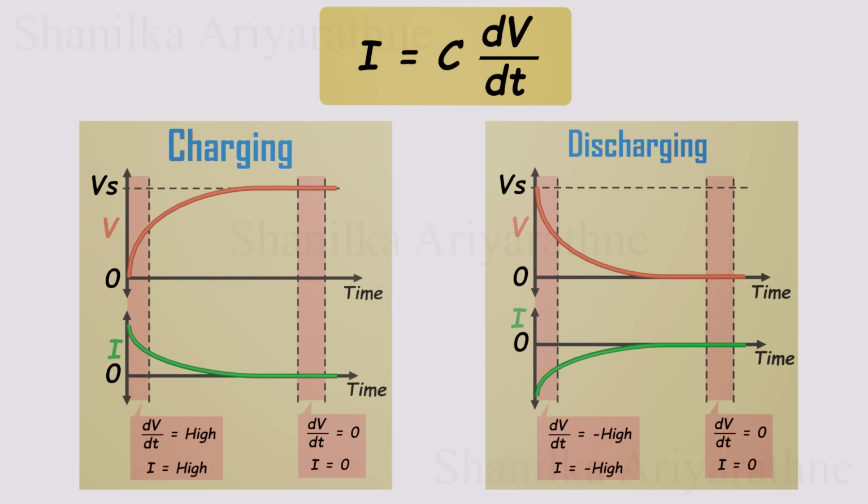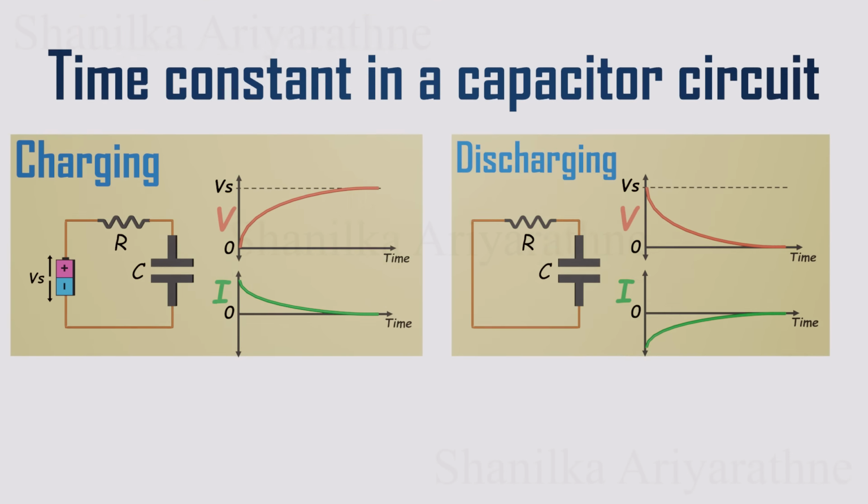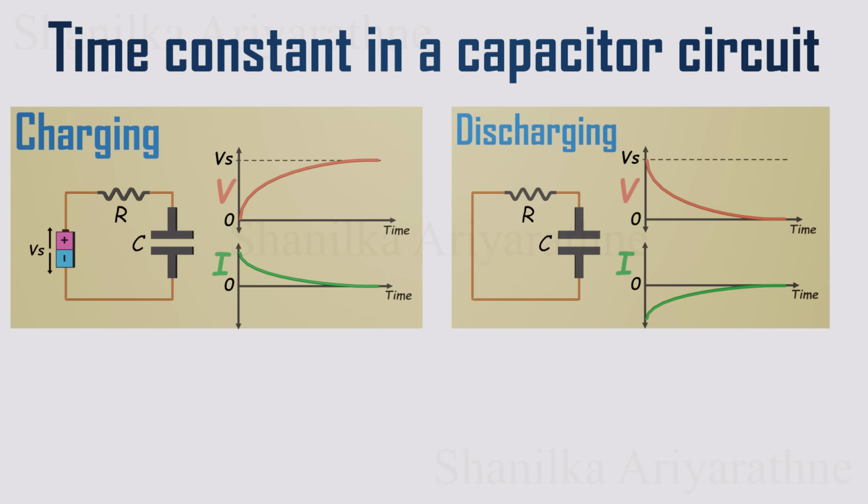In both charging and discharging, the capacitor's current is really all about how fast the voltage is changing. Now that we understand that, we're ready to dive into our next big topic, the time constant in a capacitor circuit. Once again, think back to the charging and discharging process. When a capacitor charges, its voltage climbs from 0 volts up to the supply voltage. When it discharges, it starts at the supply voltage and gradually falls back down to 0.